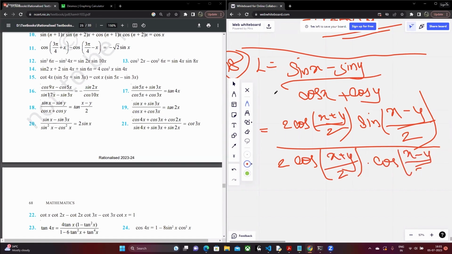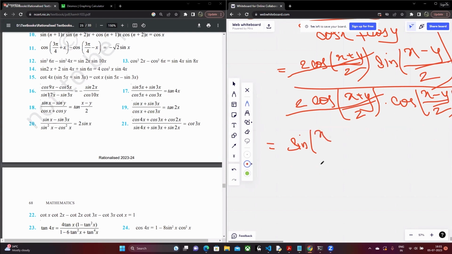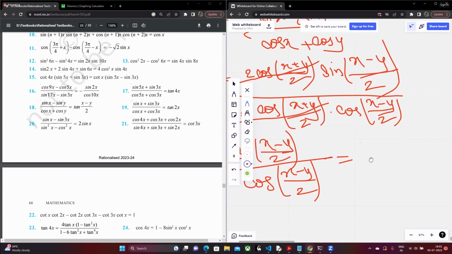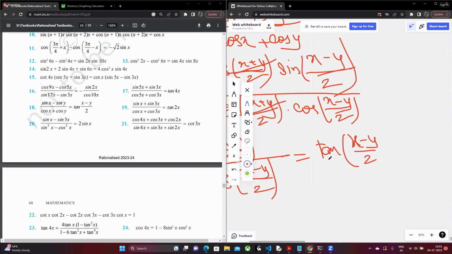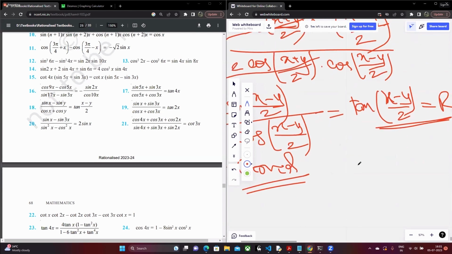2 cos of (x plus y)/2 is cancelled out. And you are basically left with sine of (x minus y)/2 divided by cos of (x minus y)/2, which is equal to tan of (x minus y)/2, which is basically equal to the right hand side. Therefore, you have the expression, since LHS is equal to the RHS.